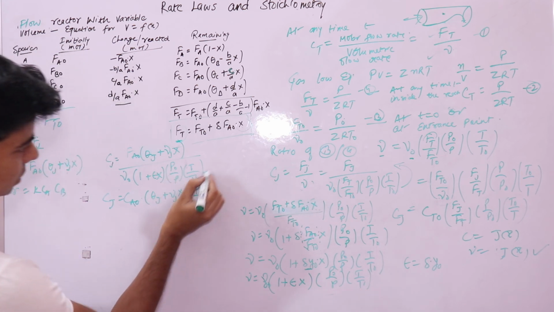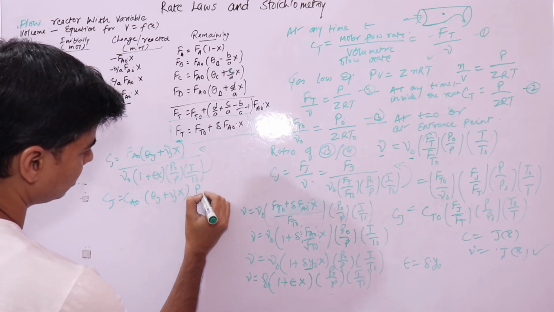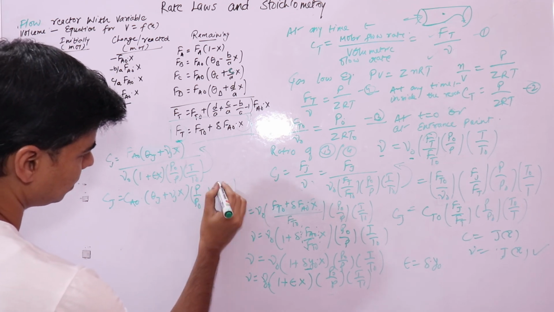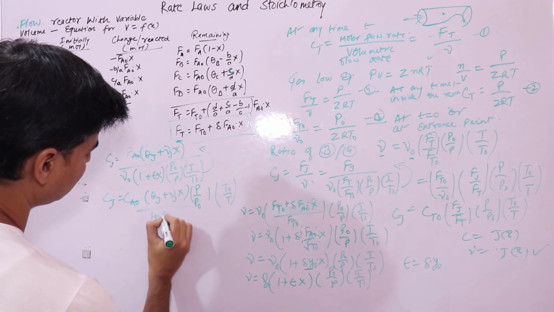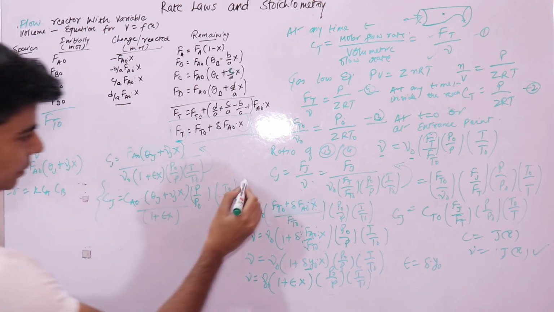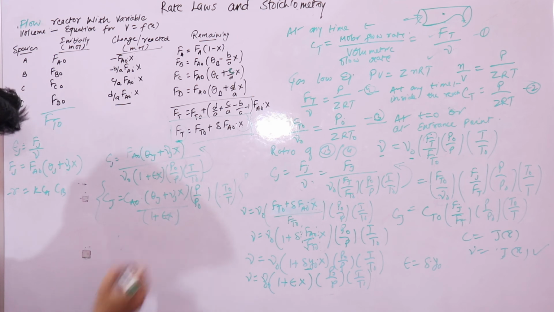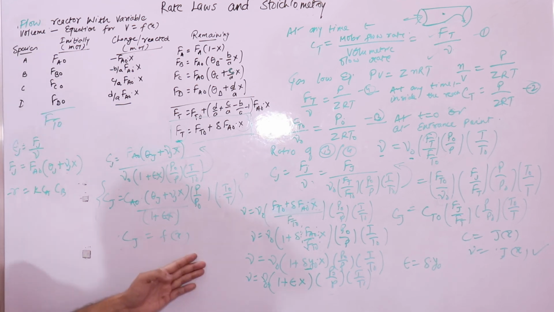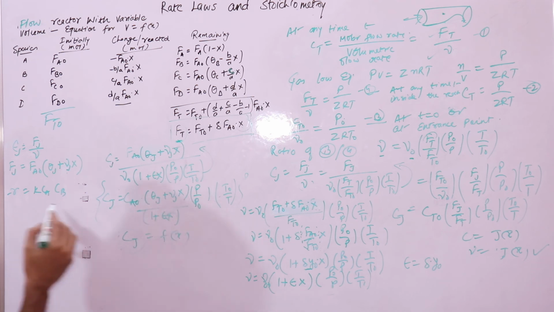Then you bring this up, you get P upon P0, T0 divided by T, 1 plus epsilon x, right? This expression relates your concentration to conversion x, right? So from here you get relation between concentration and conversion x. So you will substitute this concentration for different species, based on this expression, in the rate law equation to get rate law in terms of conversion x, right? So I hope this is clear, right?